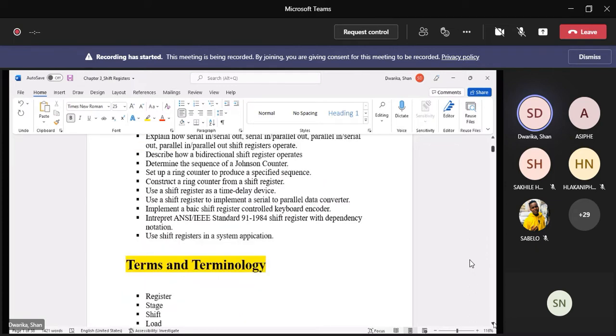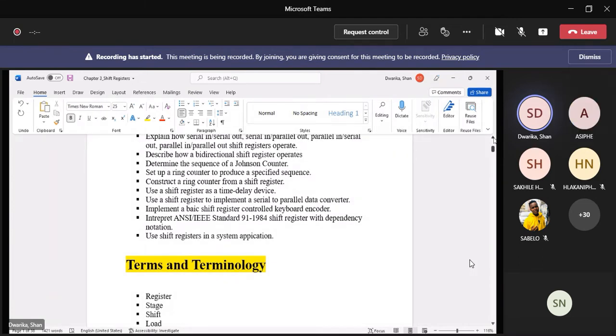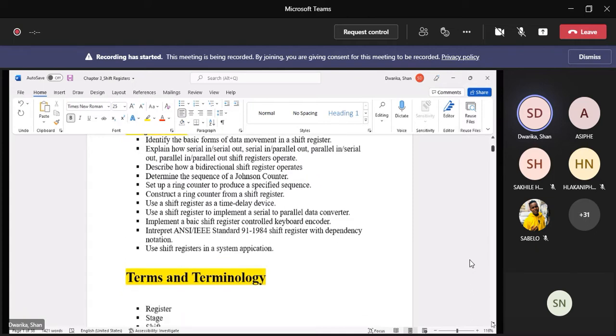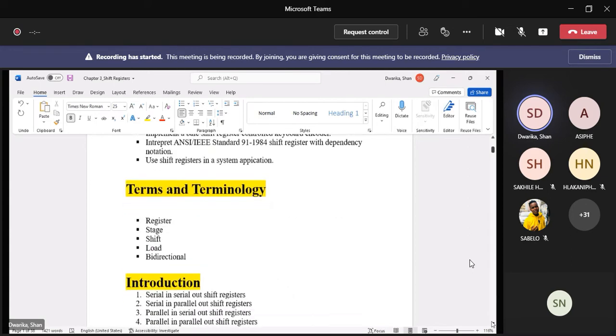Okay, so we're not going to go through all of these, so you know that we actually hone in on specific areas of knowledge here. We're not going to cover everything that is outlined in the objectives, but that gives you an overall idea of what to expect in the chapter.